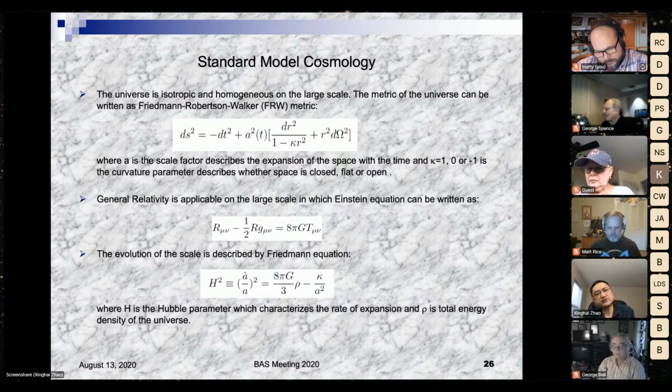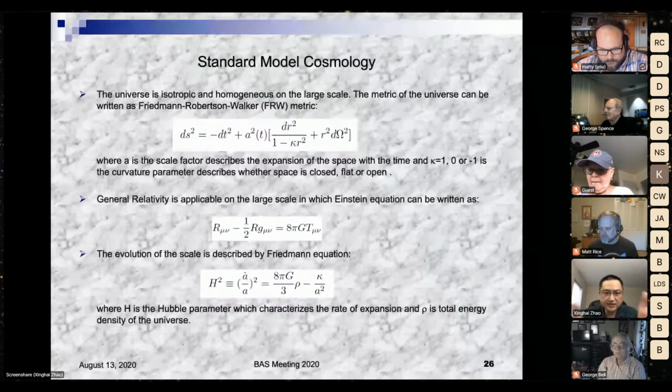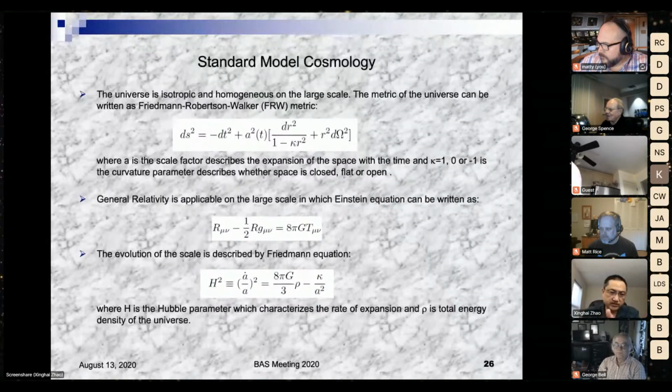First of all, in modern cosmology, we have an assumption that the universe is isotropic and homogeneous everywhere. That means if you look at a certain part of the universe, every direction is the same, and everywhere is the same statistically. That's our assumption. The universe is basically the same everywhere.